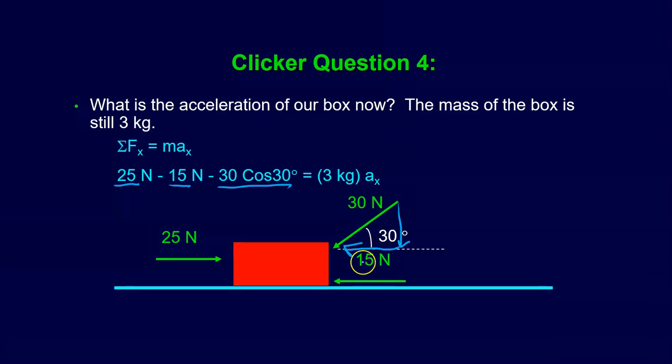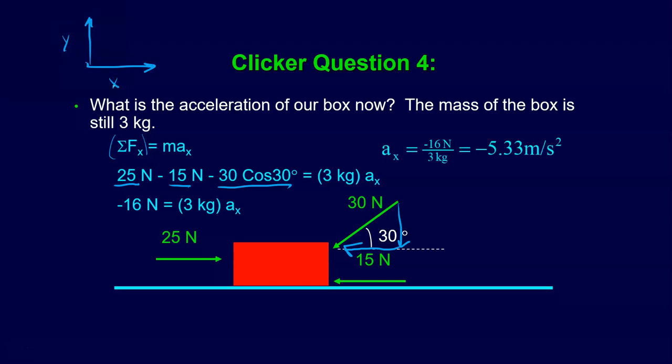The part that pushes with the 15, hopefully you can see, will be the cosine of that 30 degrees. So when I add up the total of my forces, I get 25 minus 15 minus 30 cosine of 30, which gives me negative 16. In this particular case, the forces pushing in the negative direction are bigger than the forces in the positive direction. Again, this is my standard XY axes. So I'd go through and solve for the acceleration and get that it would be negative 5.33 meters per second squared.